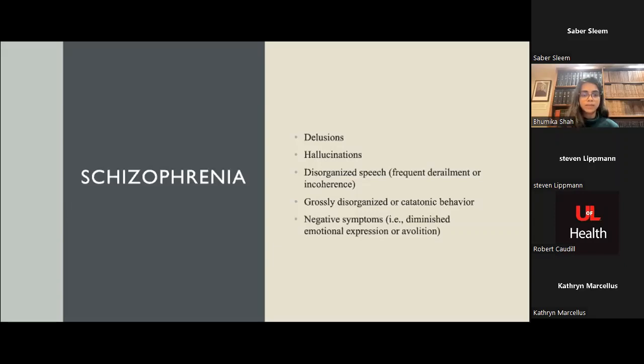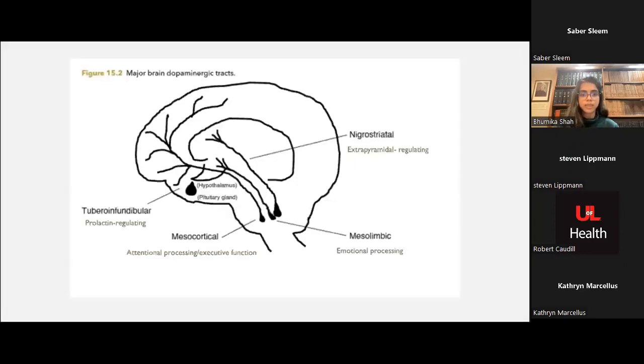The main 5 symptoms are delusions, hallucinations, disorganized speech, grossly disorganized or catatonic behavior, and negative symptoms. There are multiple theories of the etiopathogenesis of schizophrenia, but the most widely accepted one is dysfunctional dopamine tracts, leading to disturbance in the prefrontal and limbic systems.